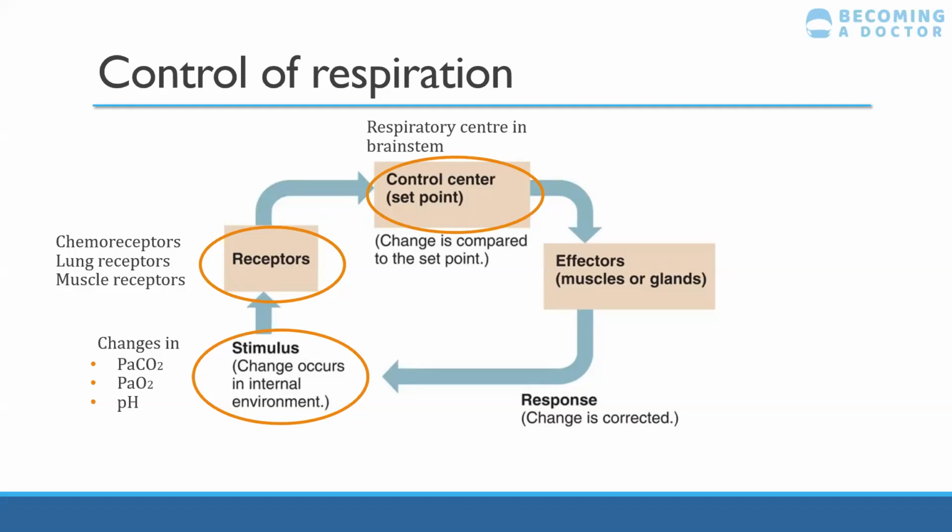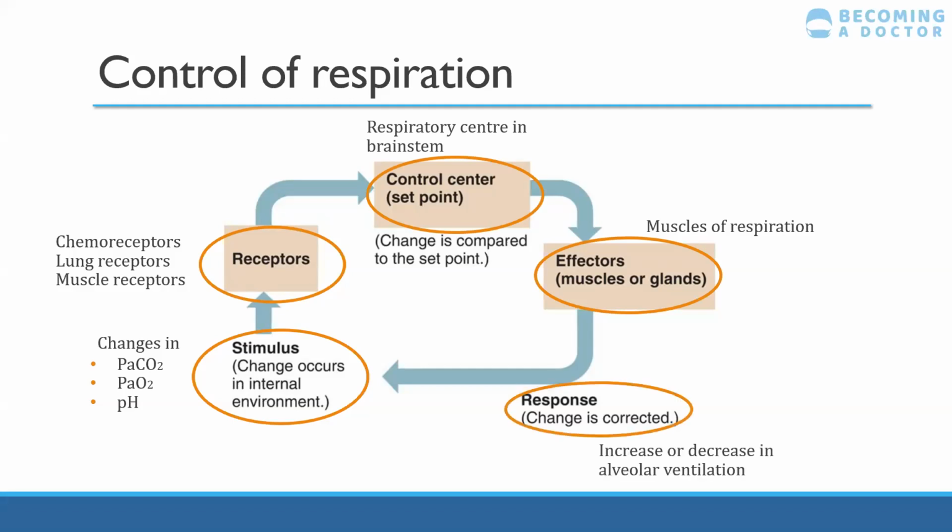So all those receptors are sending afferent information to the respiratory centers in the brainstem, and these send efferent impulses to the effectors, which would be your muscles of respiration. And this can cause them to increase or decrease alveolar ventilation in response to that stimulation, and then that can bring the change back to its normal level.